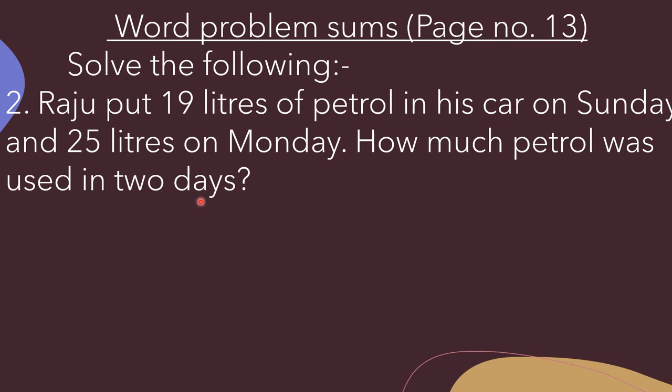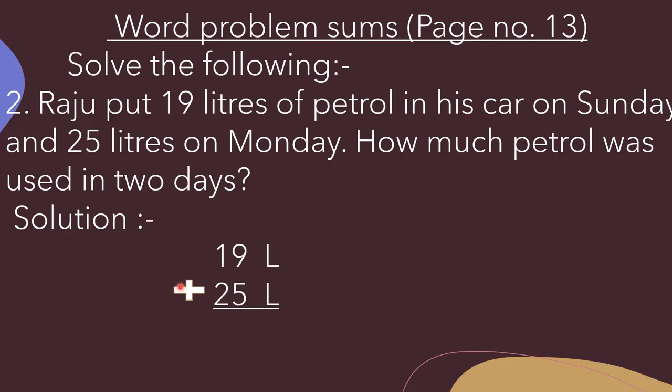So to find out the total, we need to add both the numbers. So first of all, we will write 19 liters and then we will write 25 liters. Now we will put plus sign. So we have to start from our right hand side. So keep 9 in your mind and 5 on your fingers. Let's start forward counting. 10, 11, 12, 13, 14. So here 14 is two digit answer. That's why we will write 4 here and 1 will be carryover.